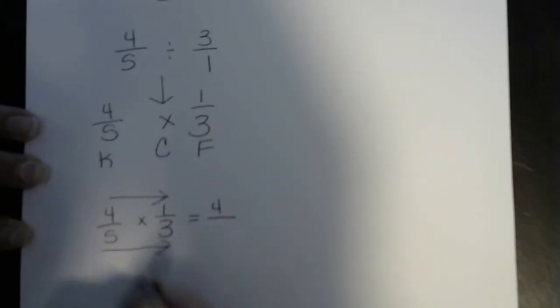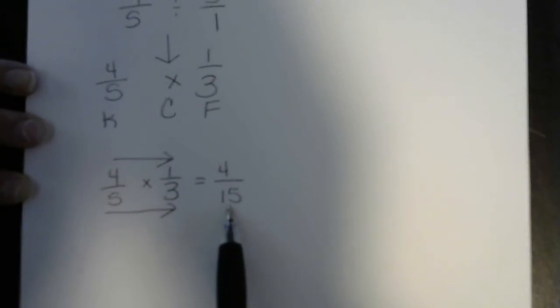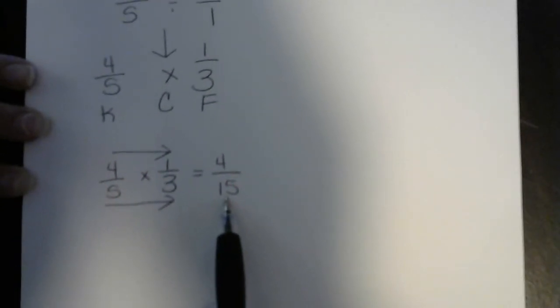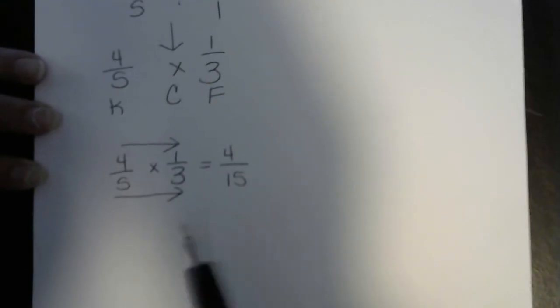We multiply numerator times numerator. 4 times 1 is 4. Denominator times denominator. 5 times 3 is 15. And I happen to know that I cannot skip count by 4 to get to 15. Do it with me, guys. You know what I'm going to do. 4, 8, 12, 16. All right, that didn't work.